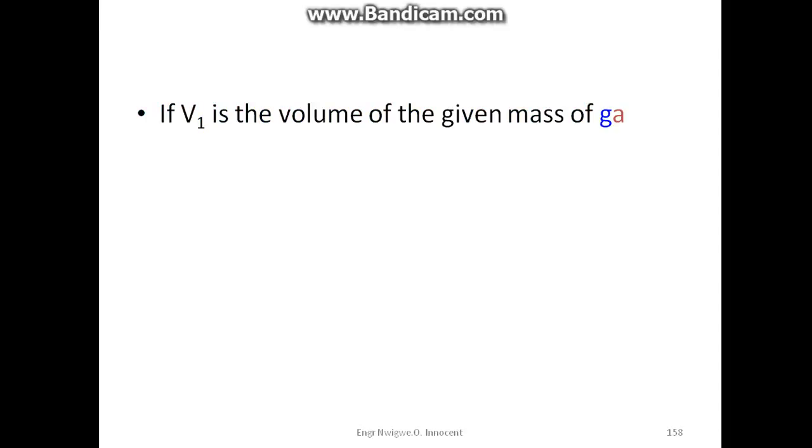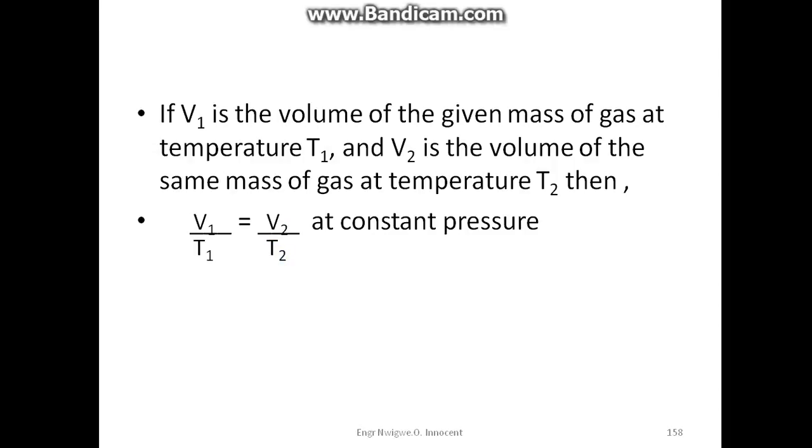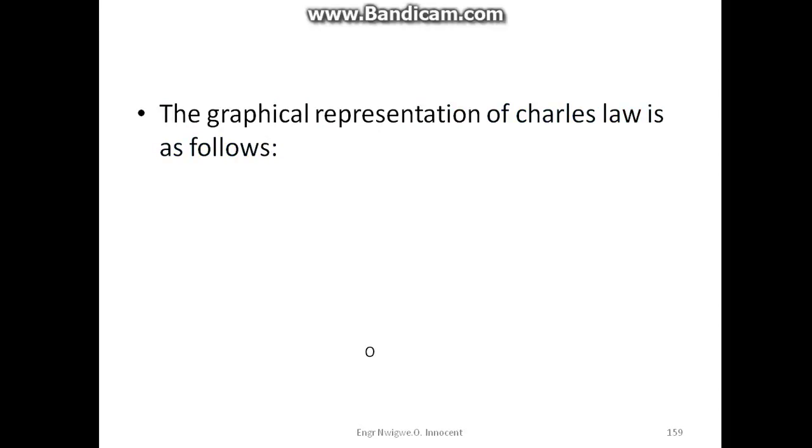If V1 is the volume of the given mass of gas at temperature T1 and V2 is the volume of the same mass of gas at temperature T2, then V1 over T1 is equal to V2 over T2 at constant pressure. The graphical representation of Charles' law is as follows: a volume against temperature graph. The graph will have an intercept at the volume axis, that is the y-axis, the vertical axis.